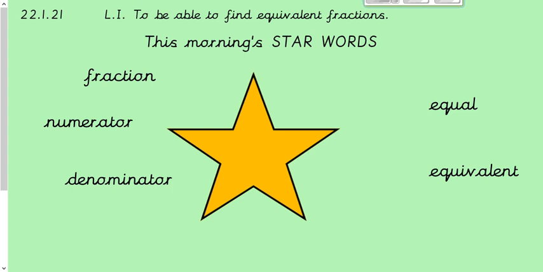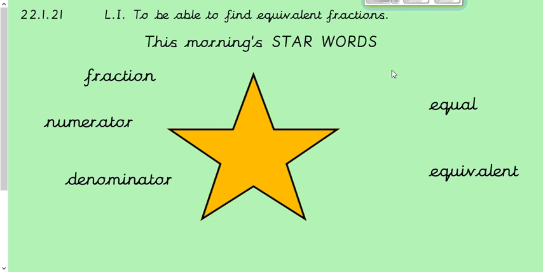Okay, moving on to today's learning then, we're carrying on with equivalent fractions. So what I would like you to do is have a look at these star words. Are there any that you're not sure about? So think about numerator and denominator. Can you remember what those are? What does equivalent mean? We talked about them yesterday, sorry, because they're the same as yesterday. Can you have a think about what the numerator and denominator is and what equivalent means?